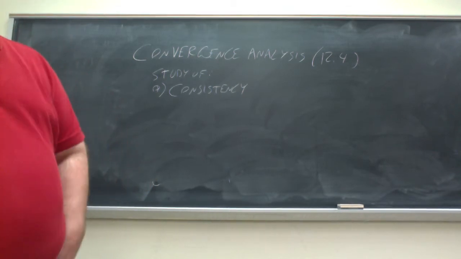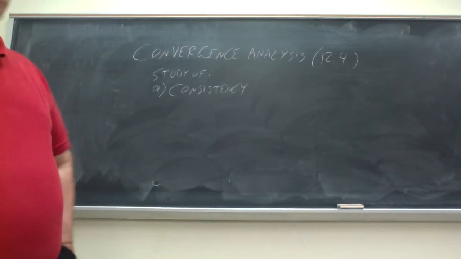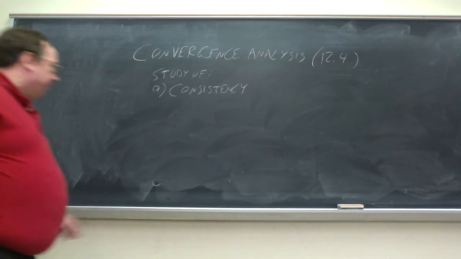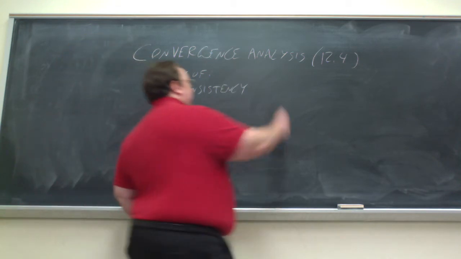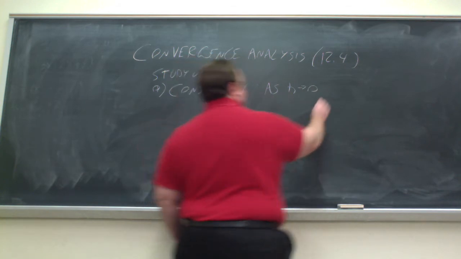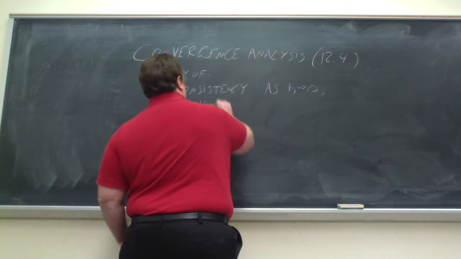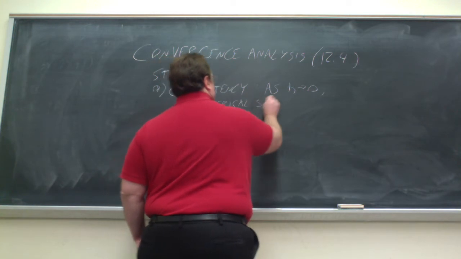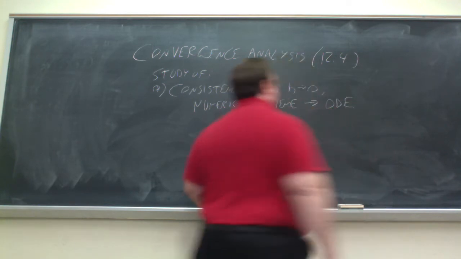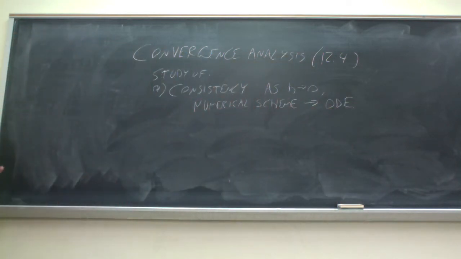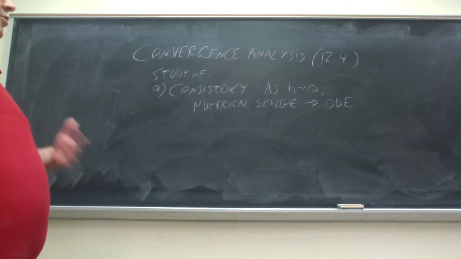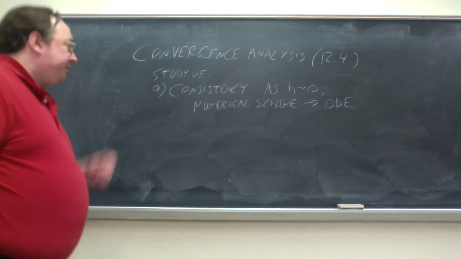There is a formal definition in the text, which actually for general time-stepping methods is really cumbersome, so I'm not going to get into that here, but I think an informal definition will be more helpful. As h goes to 0, or time step goes to 0, the numerical scheme converges to the actual ODE. So your Euler's method, for example, or your fourth-order Runge-Kutta method, as h goes to 0, will actually become y prime equals f of t and y.